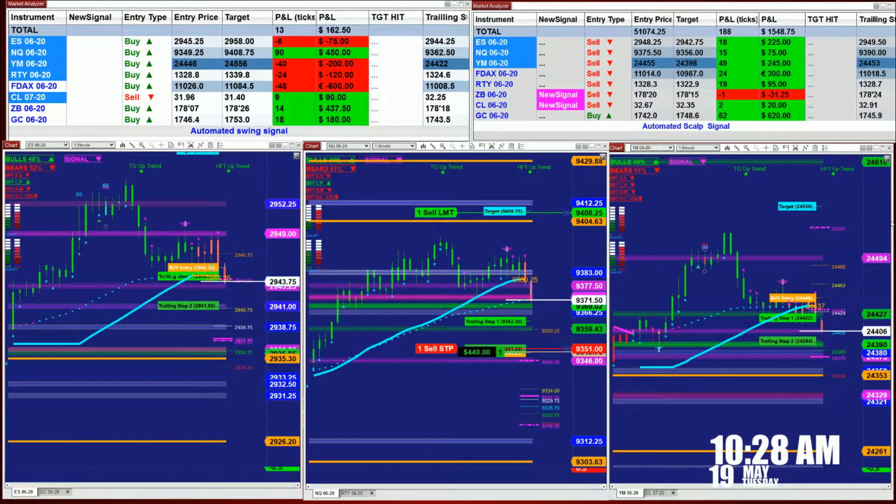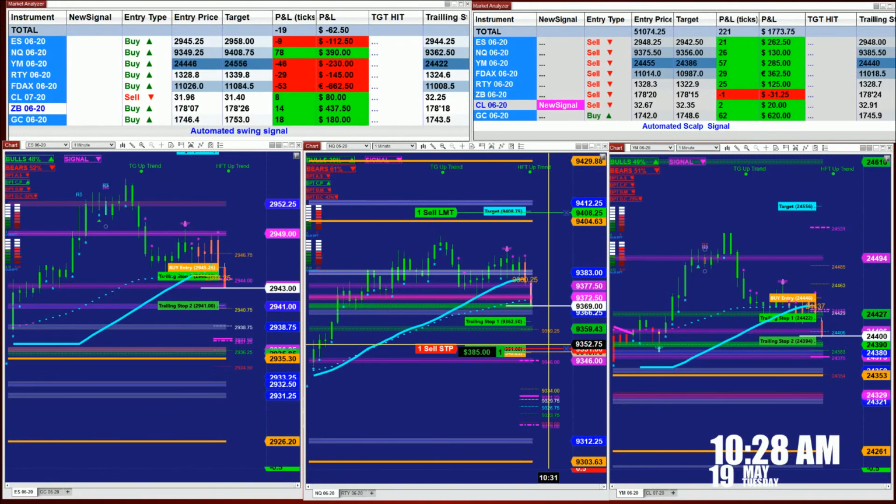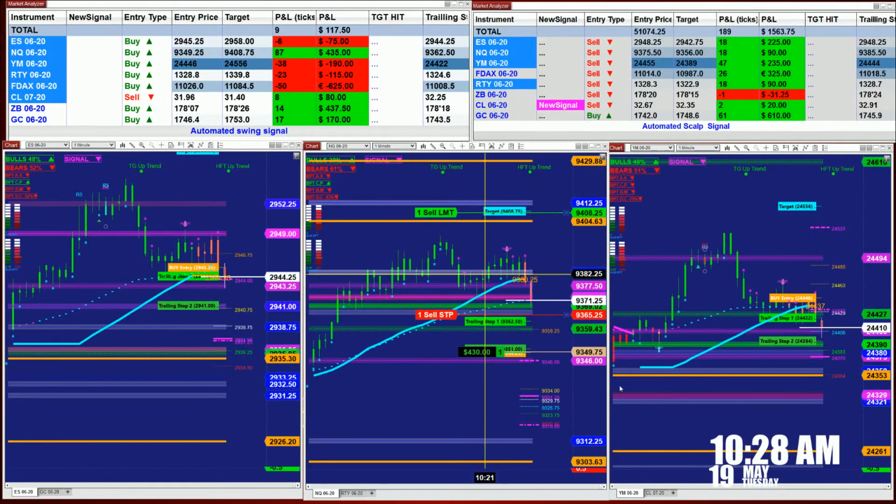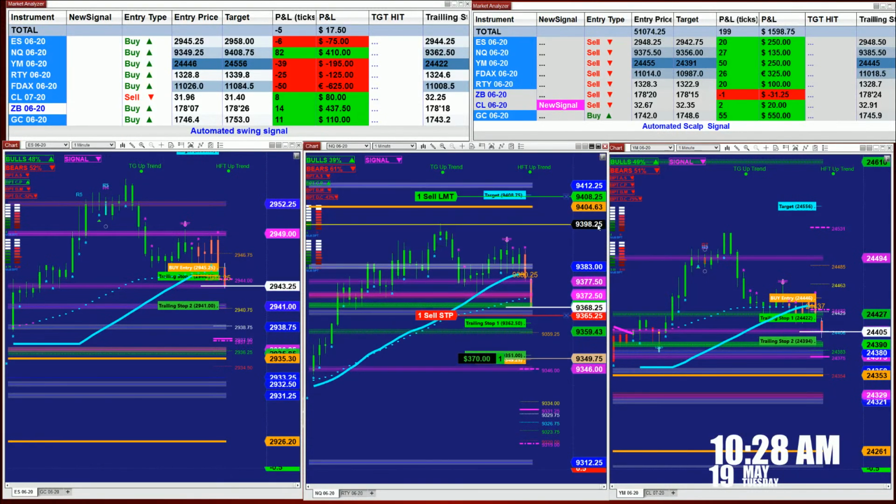So as we see right now here, this Nasdaq is no use to stay with it. You just put it right behind the support area.